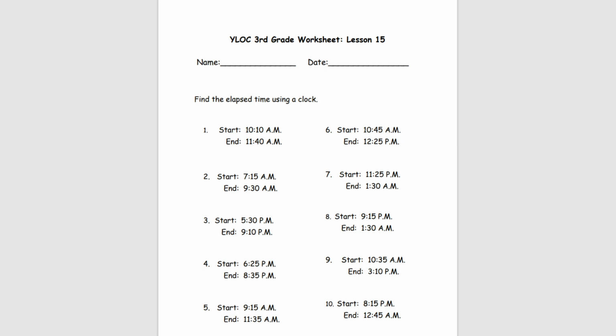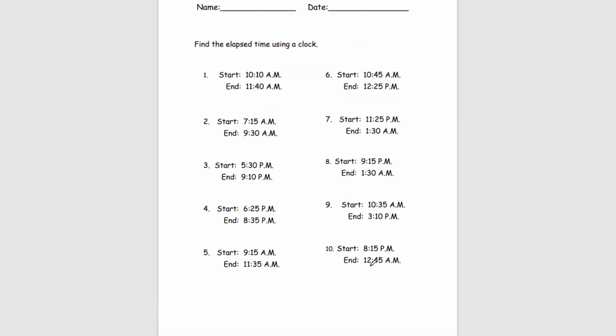And to start off, we're going to be finding the elapsed time using a clock. Since we know that there is 60 minutes in an hour, we can use that to calculate how many hours are in between each one. So, looking at number 1, it starts at 10:10 a.m. and it ends at 11:40 a.m.